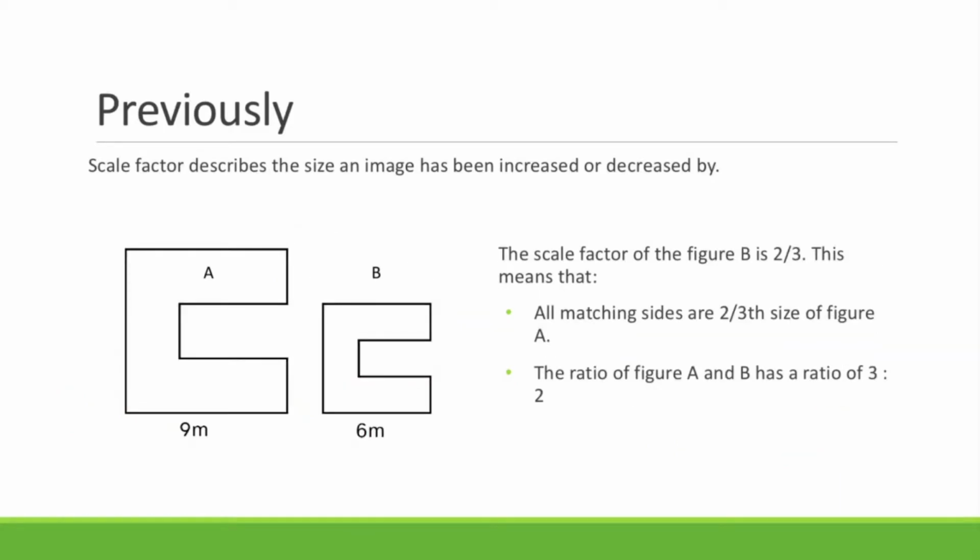Let's just quickly go through another example. So here, the scale factor is 2 over 3, assuming that B is the image. So that means all matching lengths are 2/3 of the size. For example, if this length was 3 meters, this would be 2. If this length was 6, this length would be 4. Everything is 2/3 of the size.